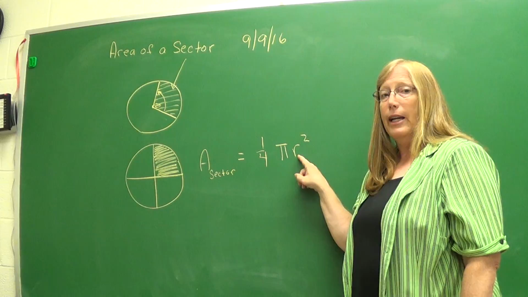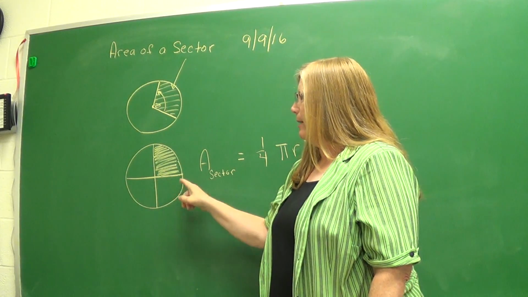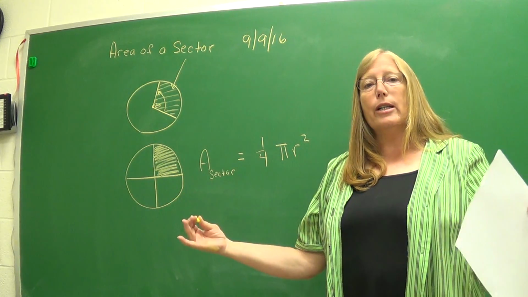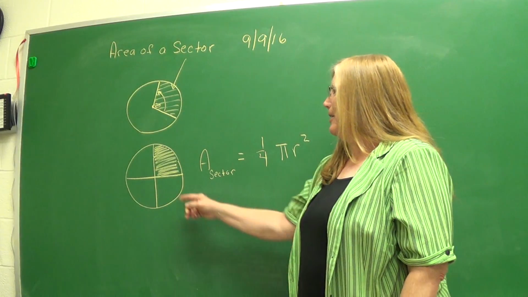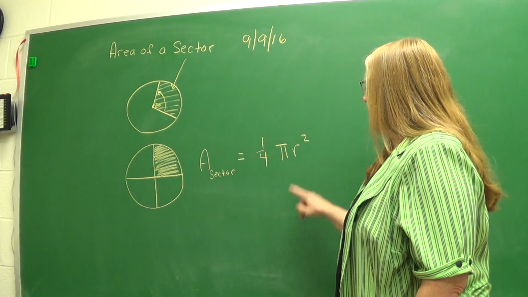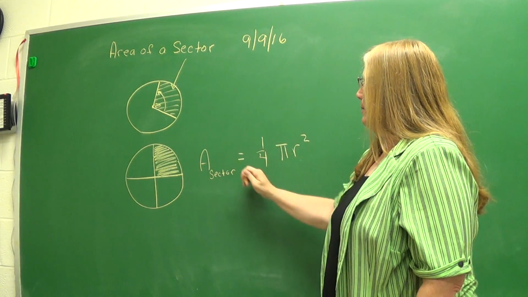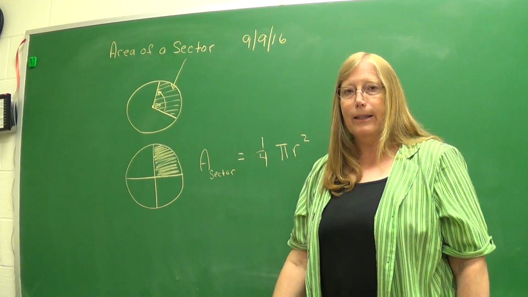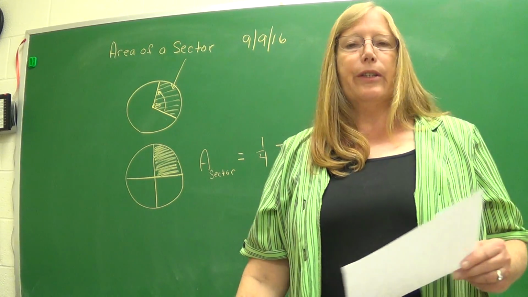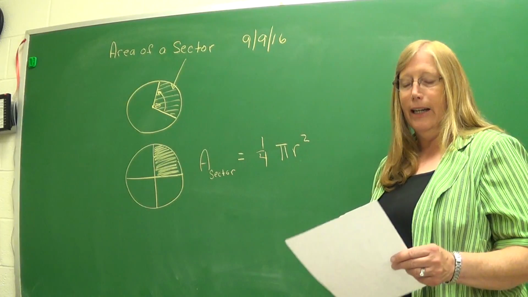So r is the radius, but I didn't give you that. If it's a large, round pizza, then the radius is going to be bigger, and this area is going to be bigger than if it was smaller. So we'll just go in theory for r right now.